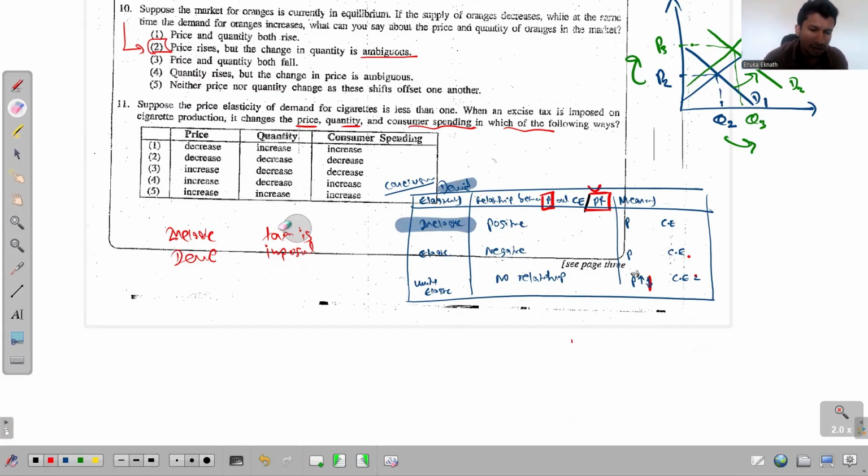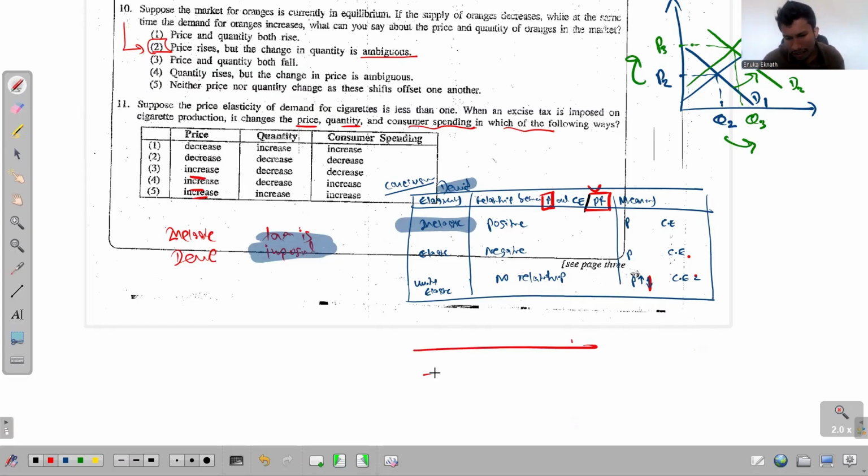And what happens when this tax is imposed in the market? The price will definitely increase. Right? If it is having an inelastic demand, when the government imposes this tax, the price will increase. So the answer will never be the first one or the second one. So we can simply cut those two. Okay, see, the price will increase. And what will happen to the quantity?